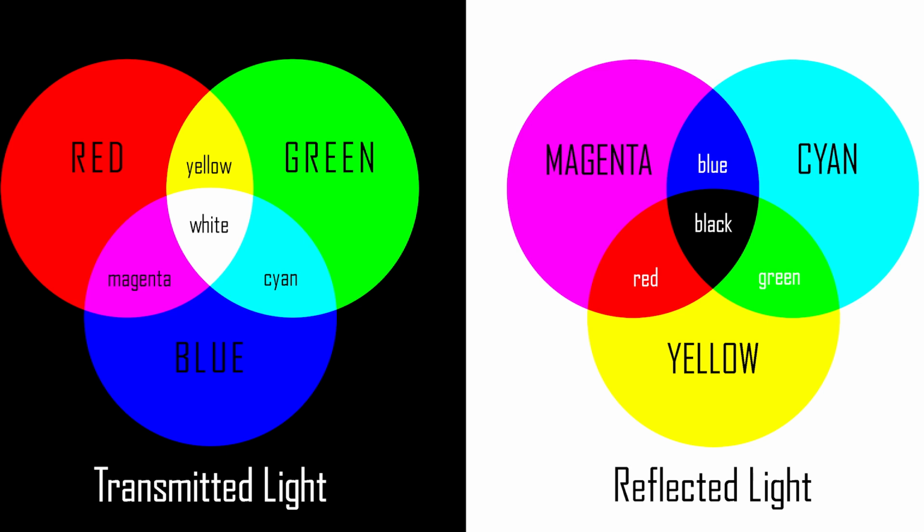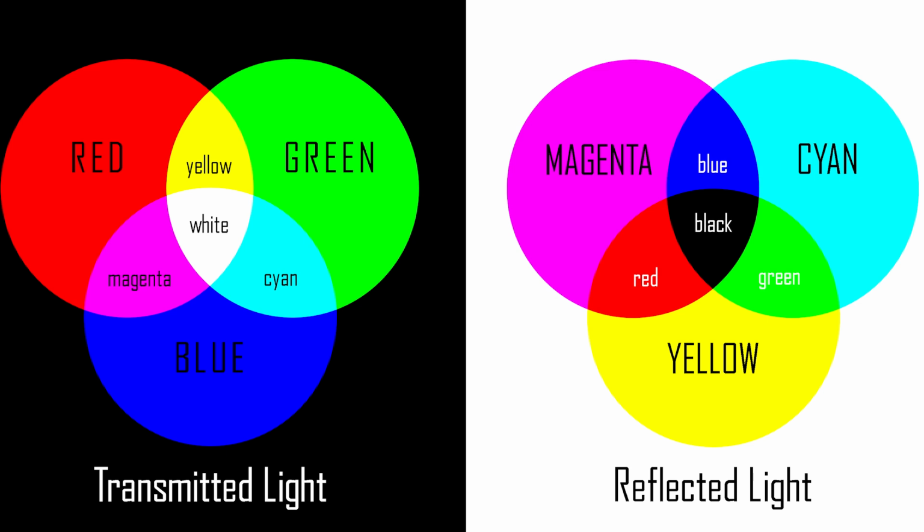Light that comes from the sun, or from a light bulb, or from the light-emitting diodes of a computer screen or a phone screen, is transmitted light, and its primary colors are red, green, and blue. Those colors combine: red and blue combine to make magenta, red and green combine to make yellow, green and blue combine to make cyan, and the three of them together combine to make white light.